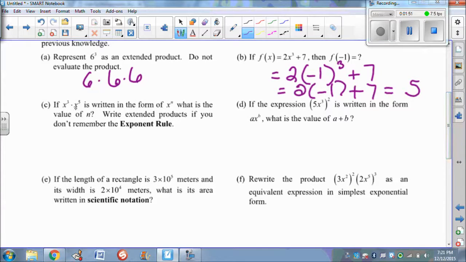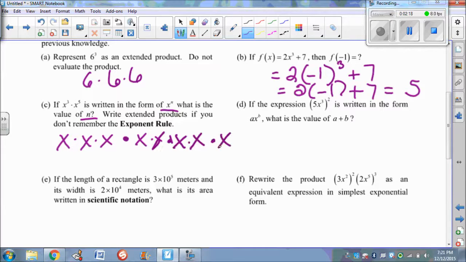So if we take that idea, now we apply it to algebra. x to the third times x to the fifth is written in the form x raised to the n, so some exponent. What is the value of n? Write the extended product if you don't remember the exponent rule. So if I extend this out, x times x is x to the third, and then that's times x to the fifth.